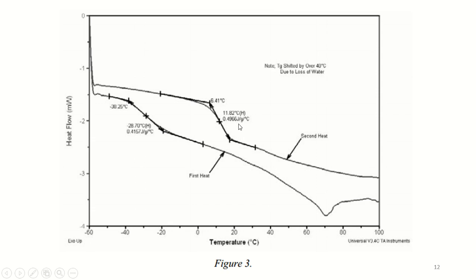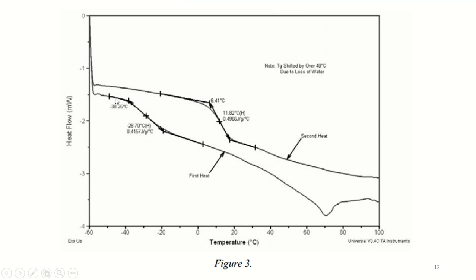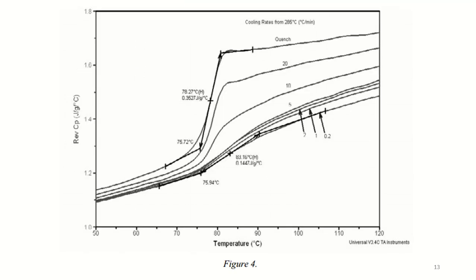Even this sample still has several percent moisture, since the glass transition of completely dry sucrose is nearly 70 degrees. Figure 4 is a modulated differential scanning calorimetry experiment that shows how the size of the glass transition increases with increasing amount of amorphous structure.